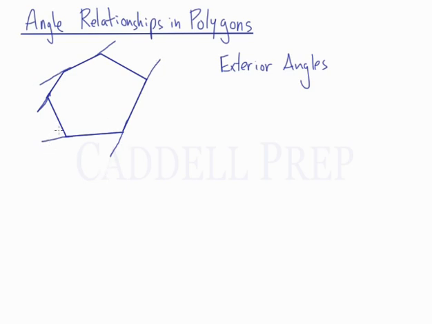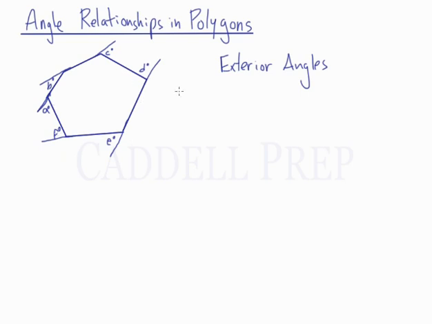So we have 1, 2, 3, 4, 5, 6 exterior angles, and of course we have 6 sides. So the number of exterior angles always equals the number of sides. So let's say this is A degrees, B degrees, C degrees, D degrees, E degrees, and this will be F degrees.